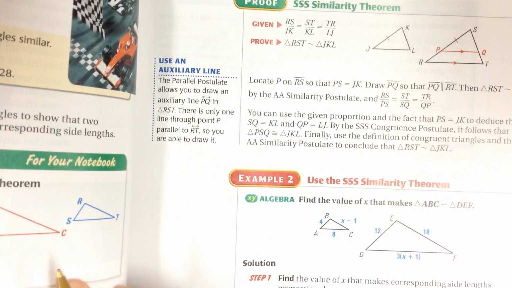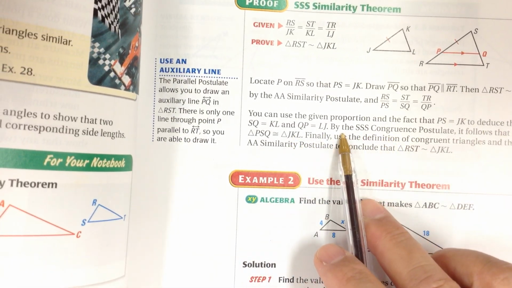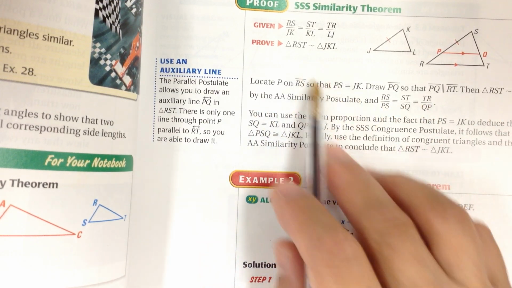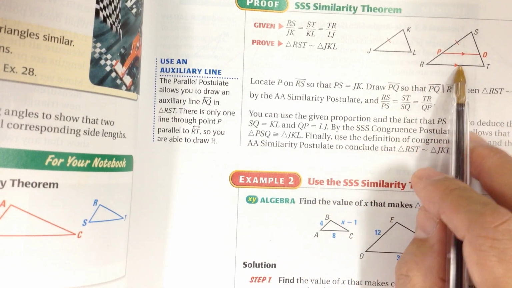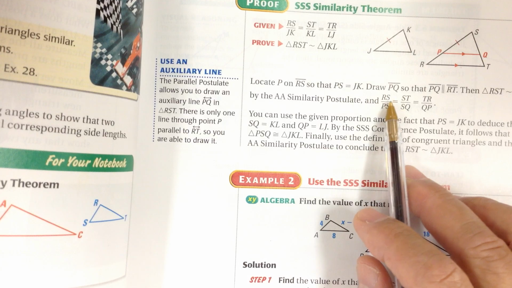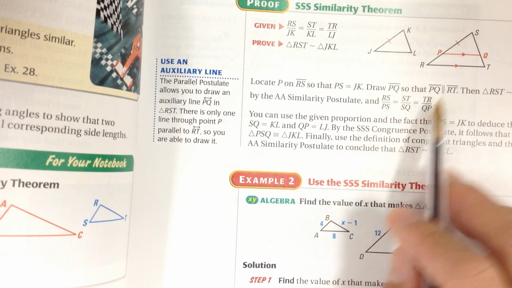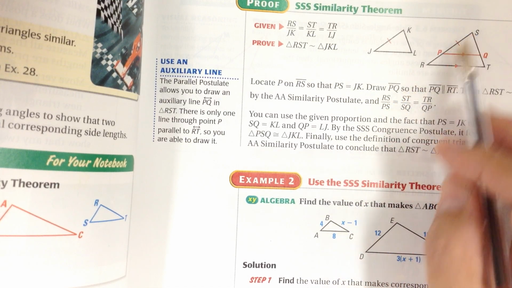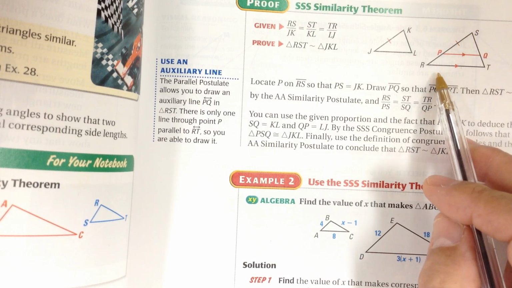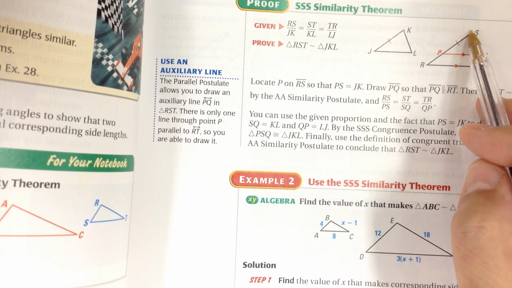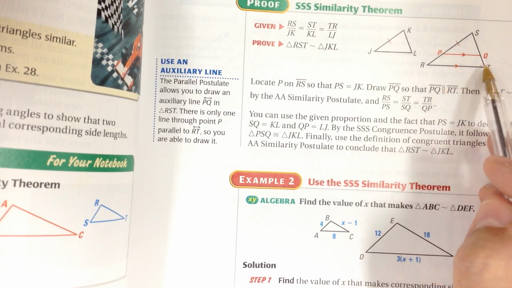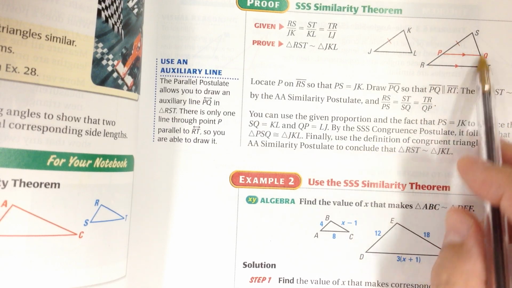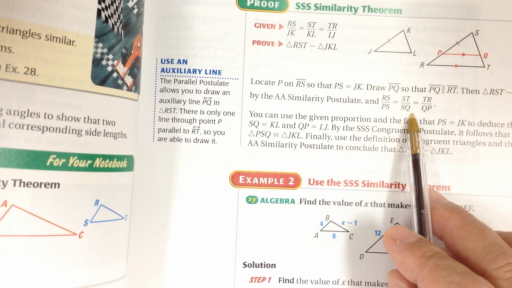And so you can see that they are similar by AA similarity. And also, because they are similar triangles, you can write the ratio. So you get RS over PS equals ST over SQ, and equals TR over QP. So once you know that these two are parallel, you can write this ratio.